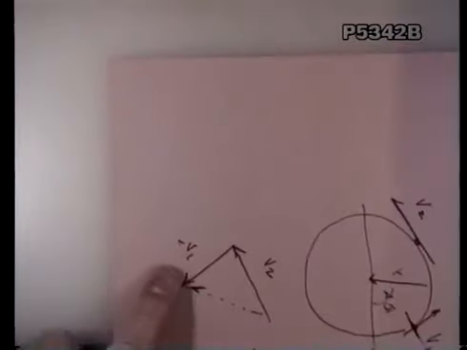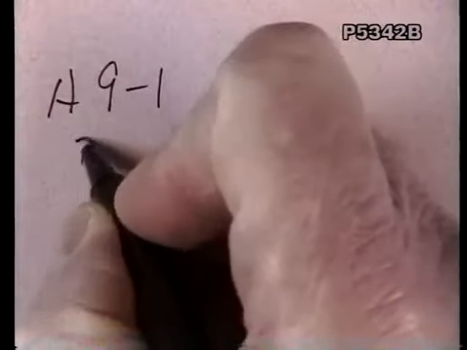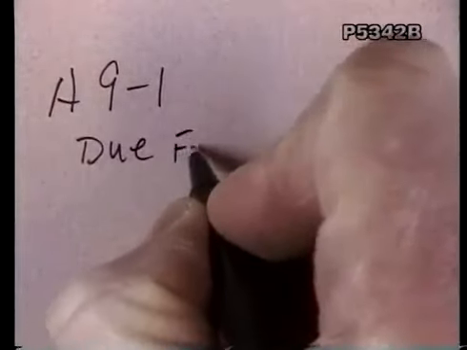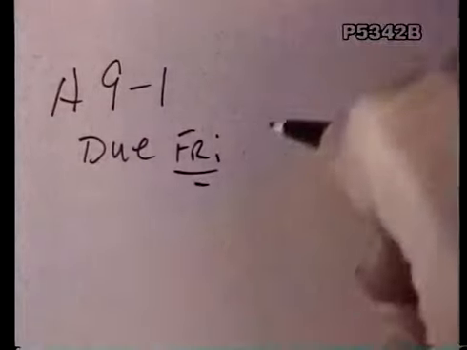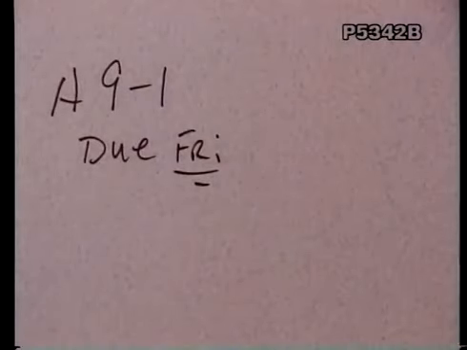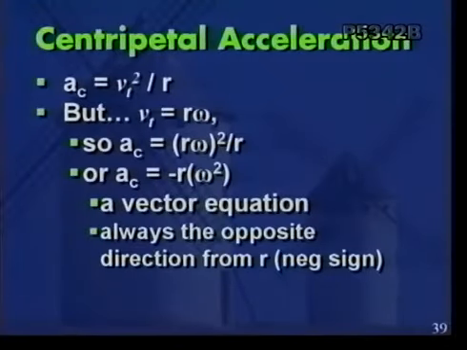From that, now you should be able to do your homework assignment. And your homework assignment is, we'll do it this way, H9-1, and this is due on Friday. That's tomorrow. All right, so H9-1 due tomorrow. We've got, what, another minute yet? Maybe we can get an extra formula in here, maybe not.